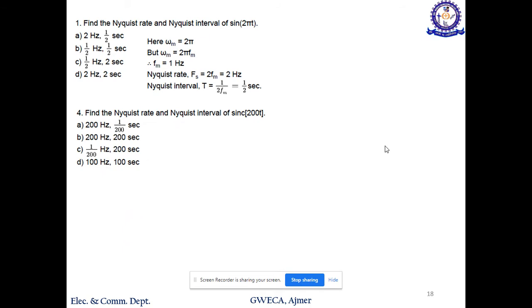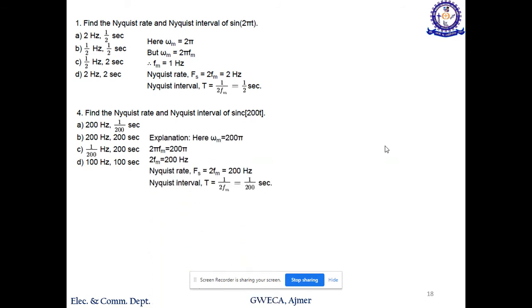Now the second question. Find the Nyquist rate and Nyquist interval of sinc 200t. Now how will we solve this? Again, here ωm is given by 200πt, so ωm is equal to 200π. 2πfm is equal to 200π. Then twice fm equals 200 hertz. So the Nyquist rate is equal to twice fm, which is 200 hertz. The Nyquist interval is 1 upon 2fm, which equals 1 upon 200 seconds.